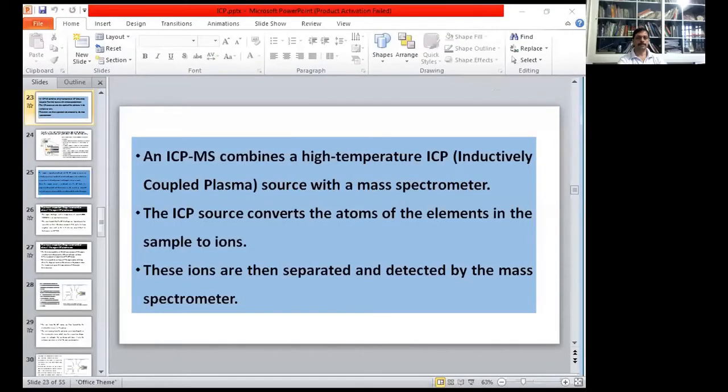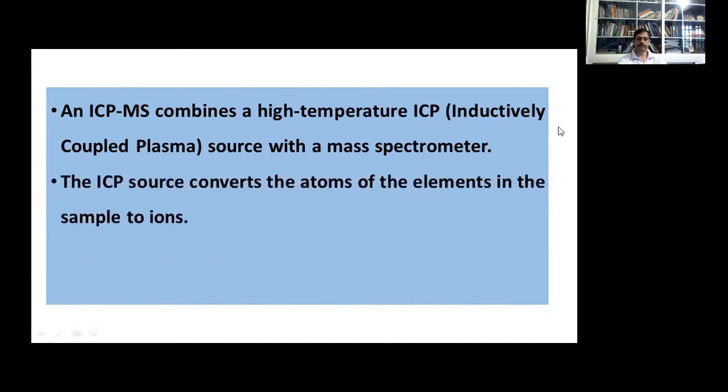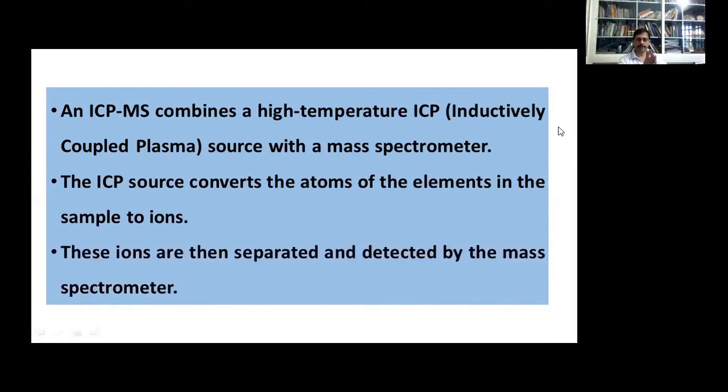An ICP-MS combines a high temperature ICP, that is a high temperature inductively coupled plasma. I told you in the last presentation that about 10,000 degree Kelvin of temperature is generated here. So this ICP is coupled here as a source for a mass spectrometer. The ICP source converts the atoms of the elements in the sample to ions. These ions are then separated and detected by the mass spectrometer.